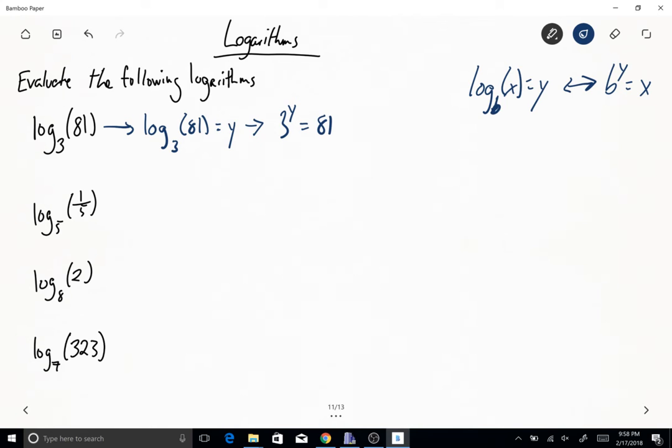So notice if I square 3, I get 9. Oh, and then 9 squared would give us 81. So I need to square 3 squared. That means I have 3 to the 4th equals 81. And you can double check that if you don't believe me. So log base 3 of 81 equals 4. And that's our final answer.